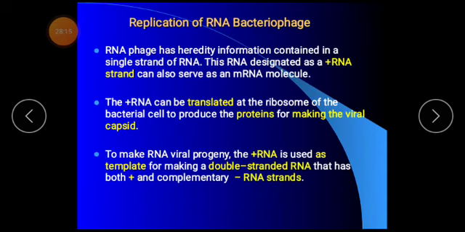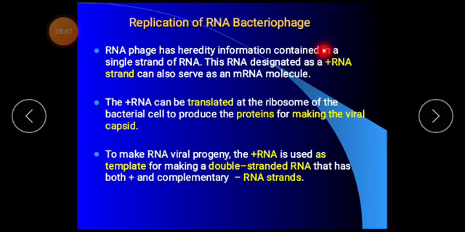Replication of RNA bacteriophage. The RNA phage has hereditary information contained in a single strand of RNA. This RNA, designated as a positive RNA strand, can also serve as a messenger molecule. So if we take the positive RNA, it can be translated at the ribosome of the bacterial cell to produce the protein for making the viral capsid.